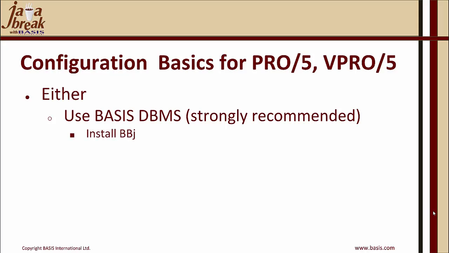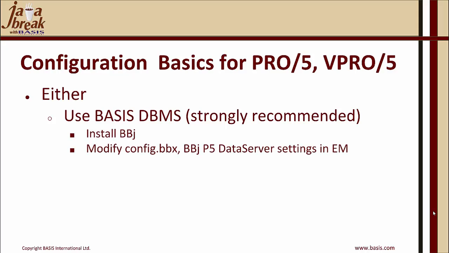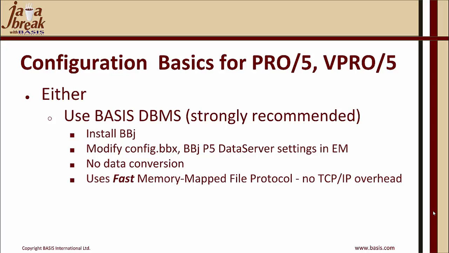You install BBJ on your server, you modify the config.bbx and the BBJ Pro5 data service settings in Enterprise Manager, and you're done. There's no data conversion required. BBJ will work against that same data without any changes. It now uses the fast memory map file protocol.